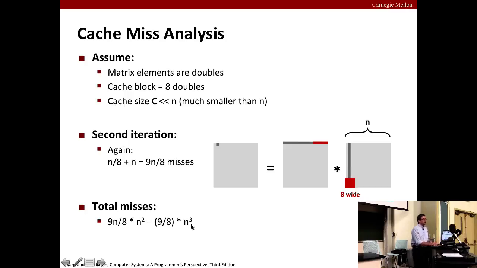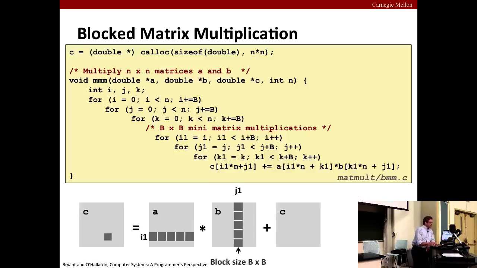Now let's rewrite the code to use blocking. You can look at this code later, but it's much simpler just to look at it pictorially. So what we're doing, instead of updating one element at a time, we're updating a subblock, a B by B subblock. And we're doing that totally analogously to our original case where B equals 1.